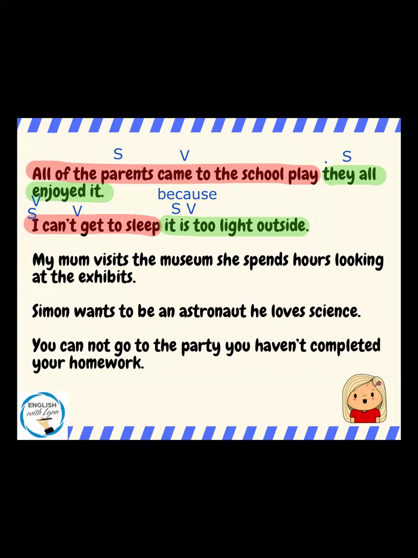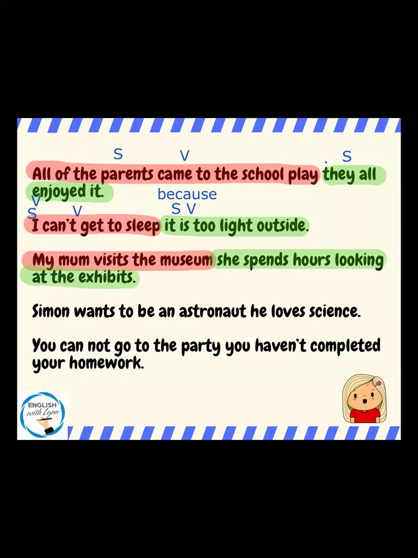Now the next one, let's have a look. Where does the main clause end? Right, I think I've spotted it. It's about my mum. "My mum visits the museum she spends hours looking at the exhibits." So I think "my mum visits the museum" is my first main clause, and my second main clause is "she spends hours looking at the exhibits". So this part here is the second main clause.